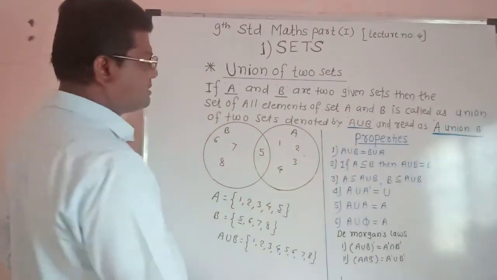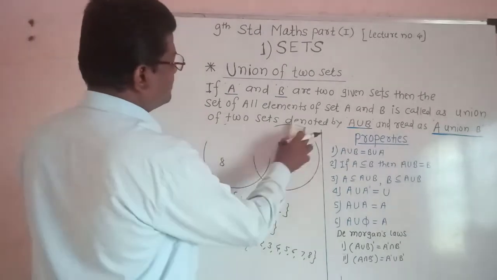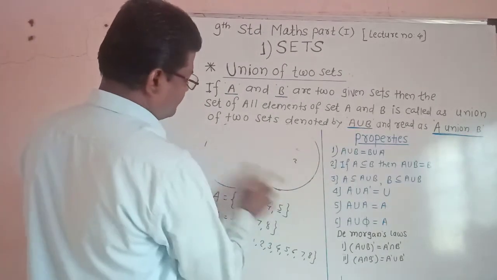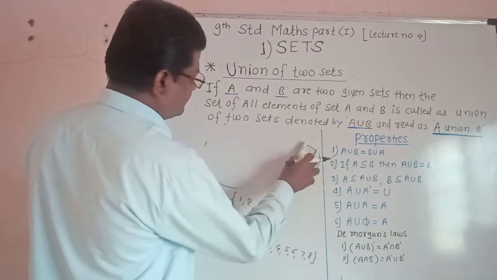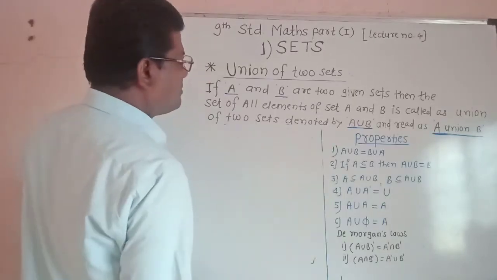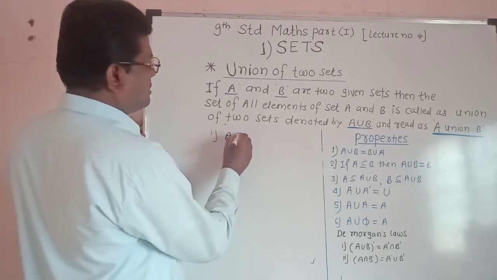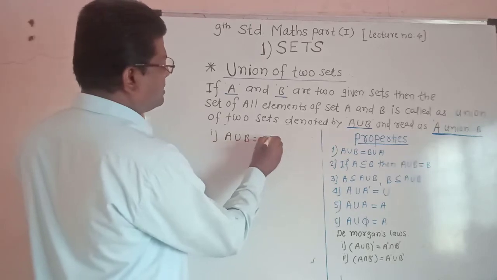Now let us see the properties of union of two sets. First property is A union B is equal to B union A.